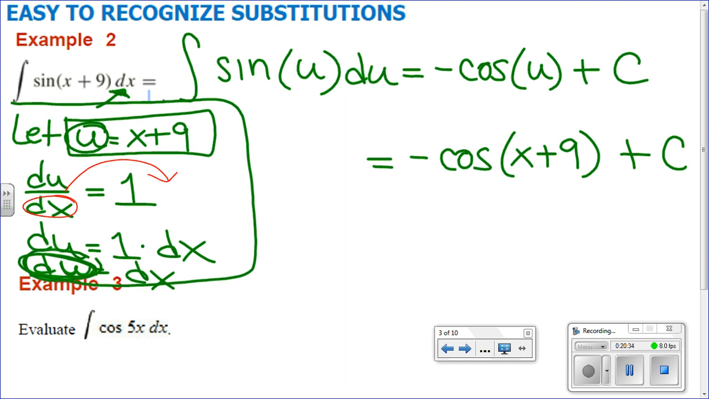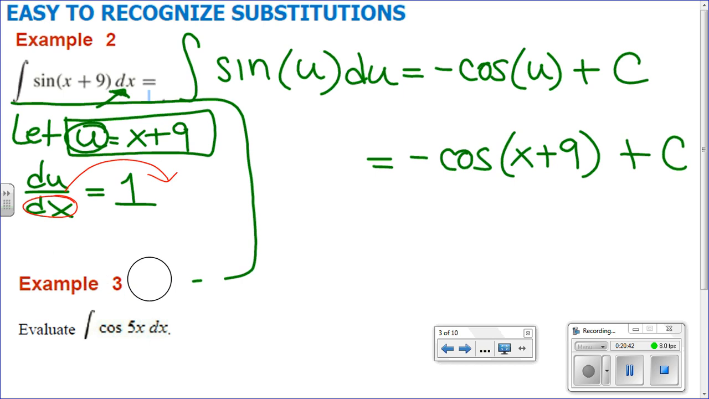I still don't understand where the x went. Because you know how it's sine of x plus 9 and then dx. Right. So the dx right here turned into this du. And then when you solve for it, how come you don't do anything?